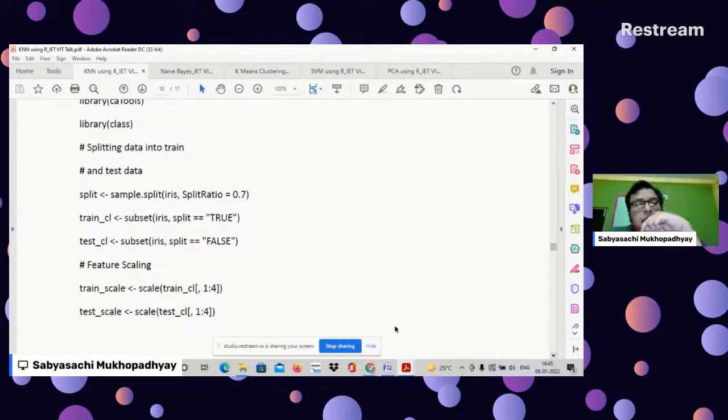So how will we scale it now? We'll use the scale function. Train underscore class CL will be the function name. Left side of the comma will be the rows of the data, because we are using all the 150 rows: 50 for iris virginica, another 50 for iris setosa, and another 50 for iris versicolor. So we are not omitting any row, and that's the reason we don't have to mention anything. But on the right side of the comma, you have to write 1:4. That means you are using the first to fourth columns.